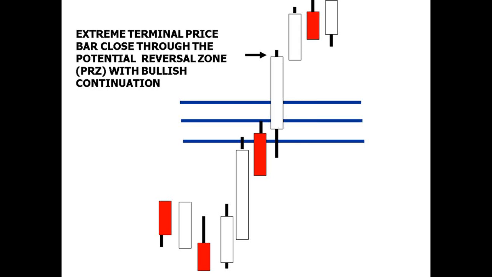That's a clear warning sign that it's an extreme terminal price bar close through the potential reversal zone with bullish continuation. So if you don't see this stalling and the change in character in the numbers or just beyond the numbers, especially after all the numbers are tested, and it continues higher within one or two price bars, you step aside because there was no execution to begin with. Because remember, we don't take action until the end.